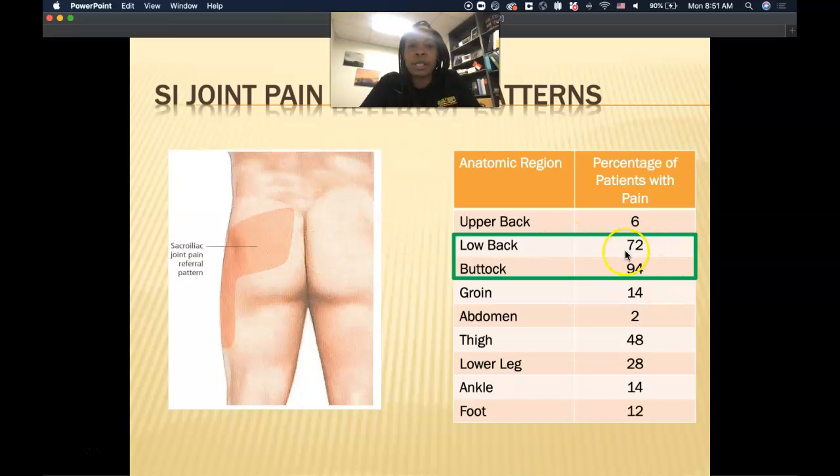And 72% of those patients reported pain in the low back region. But that's such a hard differential, because what else lives in the low back? The lumbar spine, right? So that doesn't necessarily tell us that it's an SI joint pathology. But one of our historical questions should certainly be whether or not they have pain in their glutes or butt region. Are you seeing that?